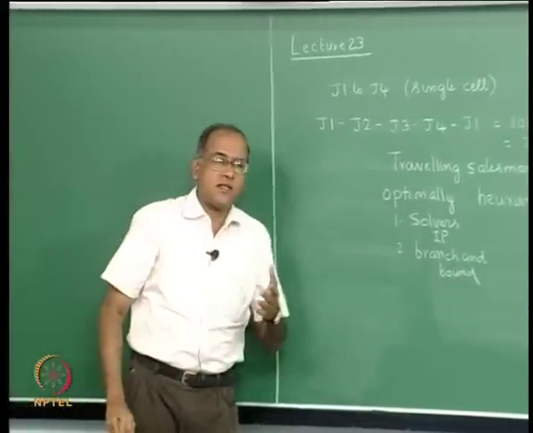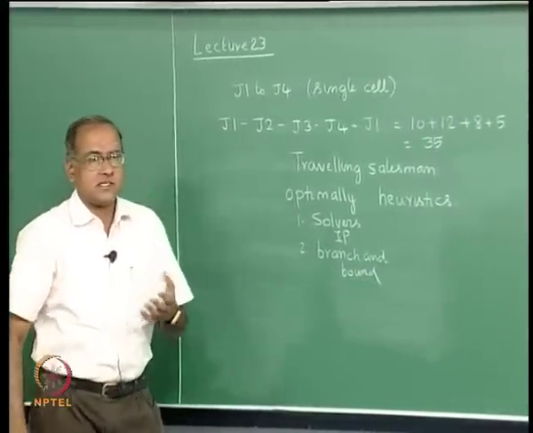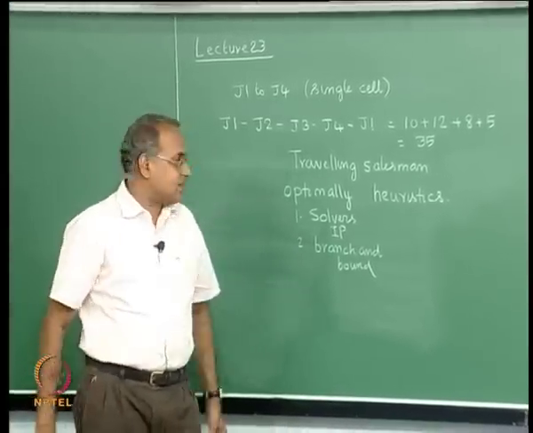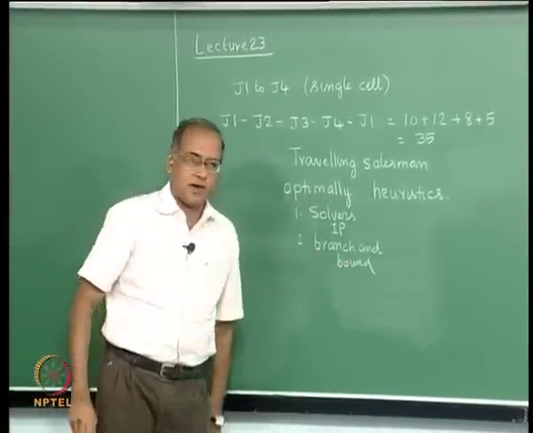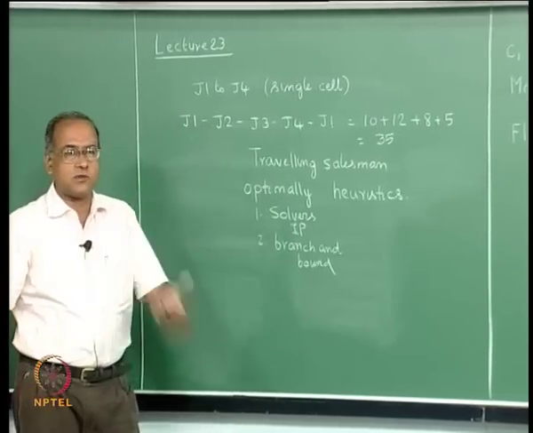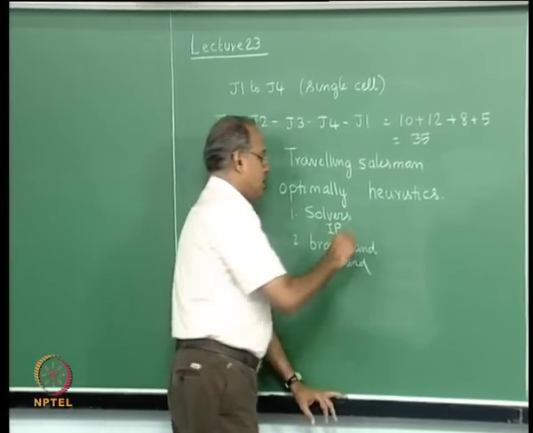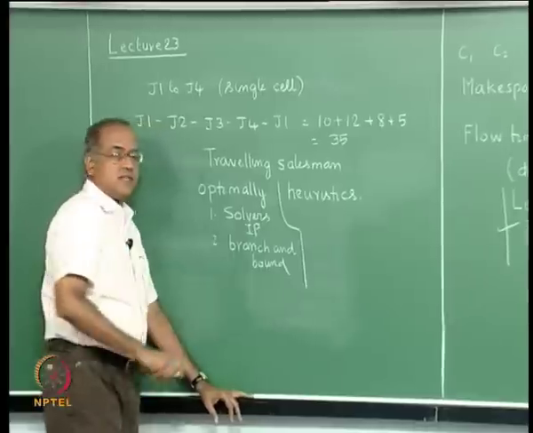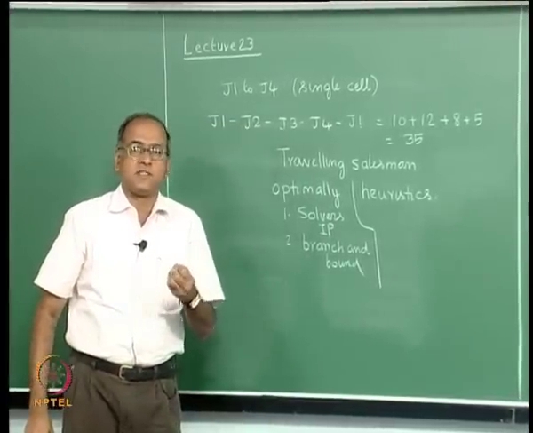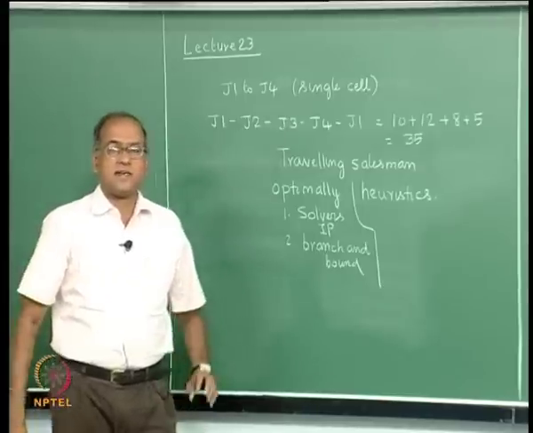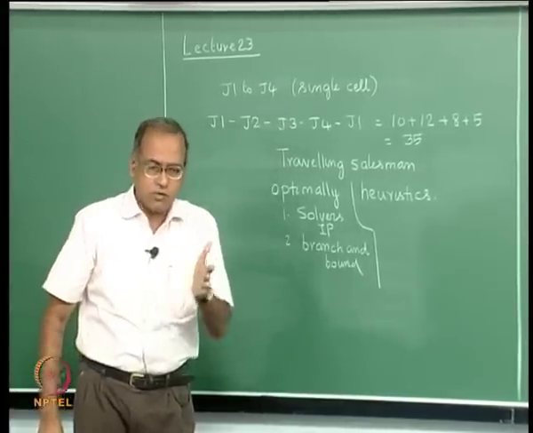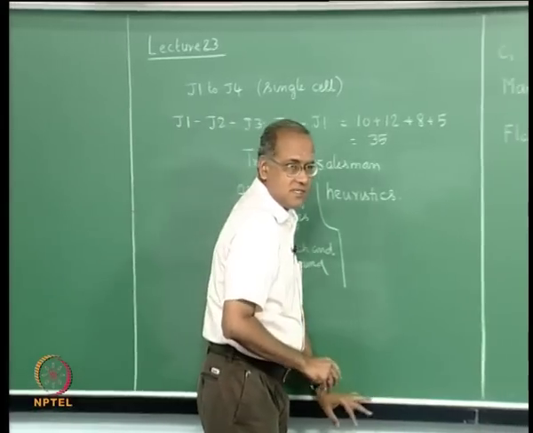Now, using the branch and bound algorithm, we can solve a slightly larger problem within the same amount of time that is taken by solving the integer programming, and these two things give us the best or the optimal solution. If we are unable to use these optimal solutions, or if we are in need of solutions quickly, solutions that take very less computational time but can give good solutions, then we use heuristics.